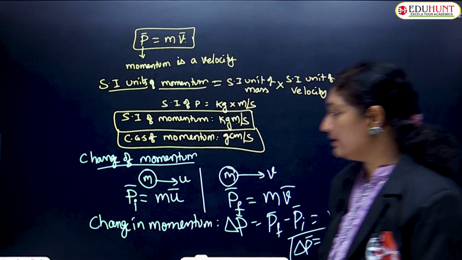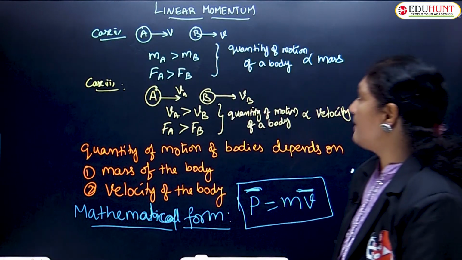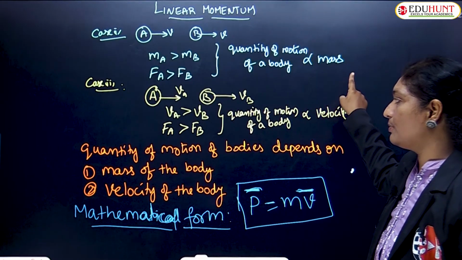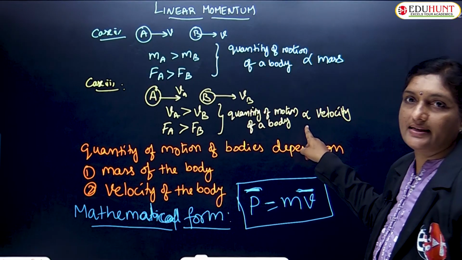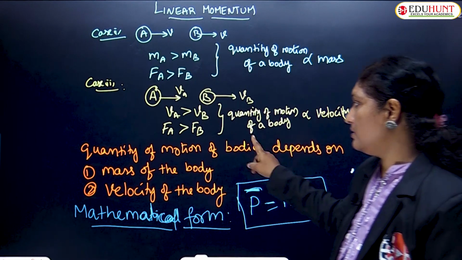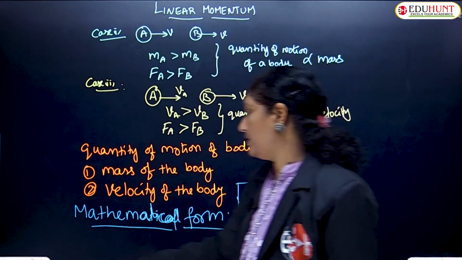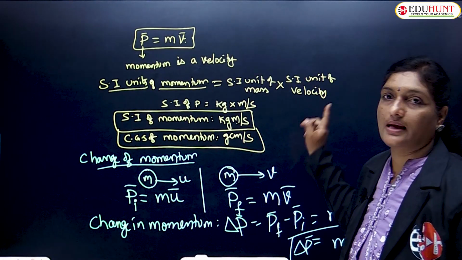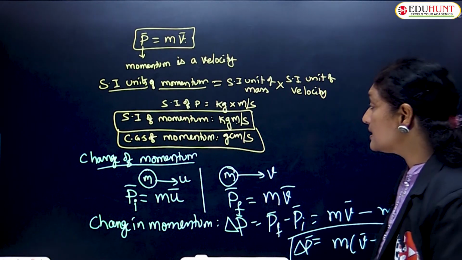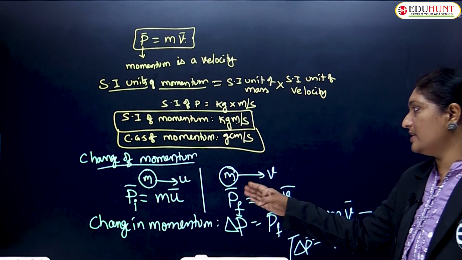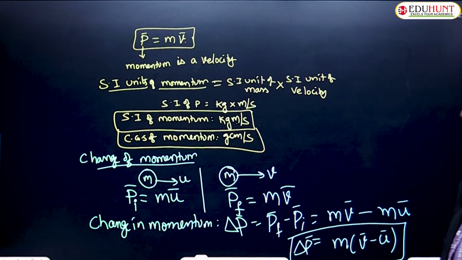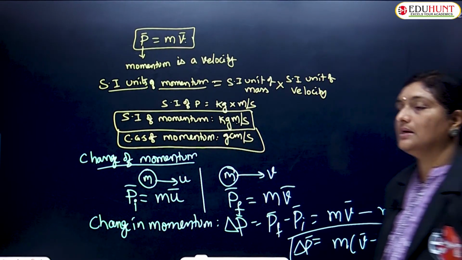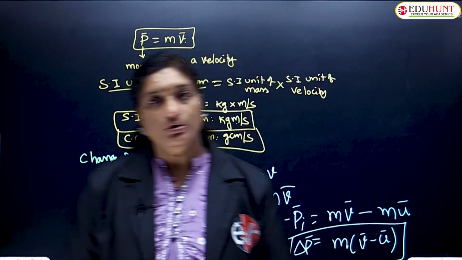Okay, children, let us recap once again. The quantity of motion of a body is directly proportional to mass as well as directly proportional to velocity. So the mathematical form of momentum is P equals mv, SI unit is kg meter per second and CGS unit is gram centimeter per second, and change of momentum can be written as delta P equals mv minus mu, or simply m into v minus u. Based on this concept, let us try to solve a few numericals.